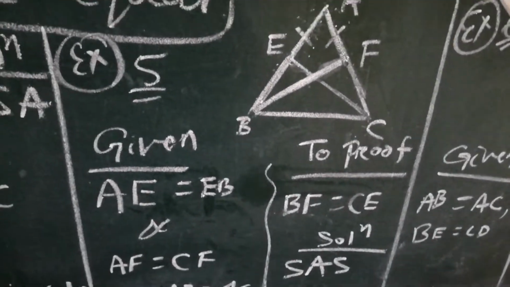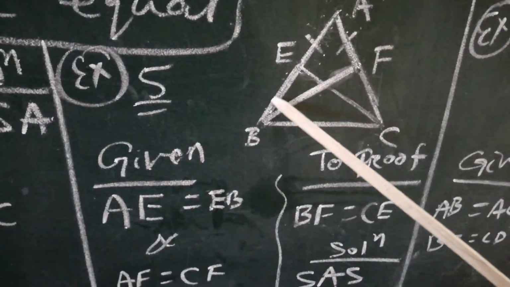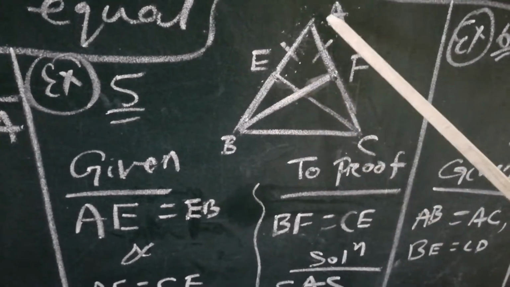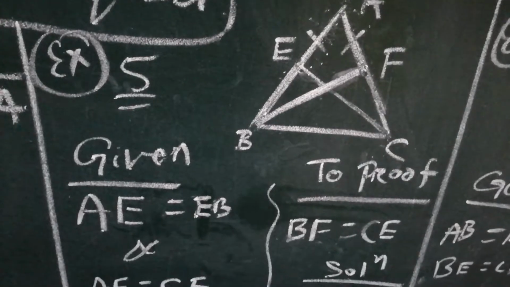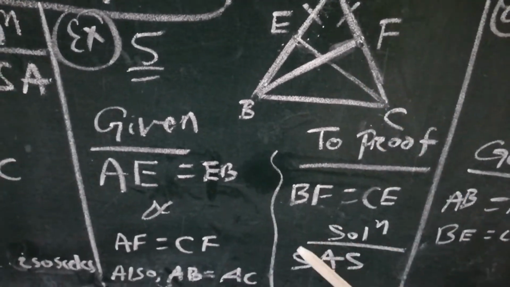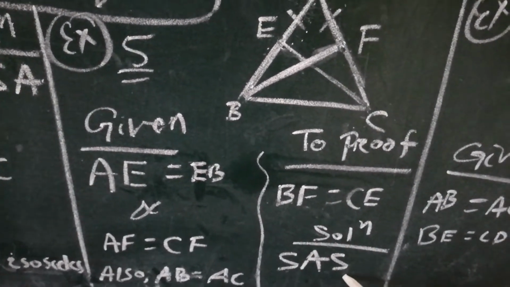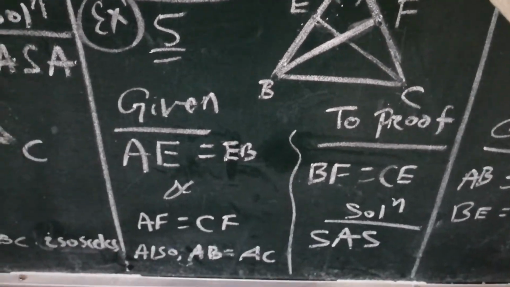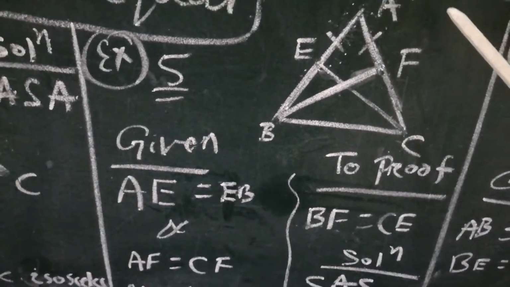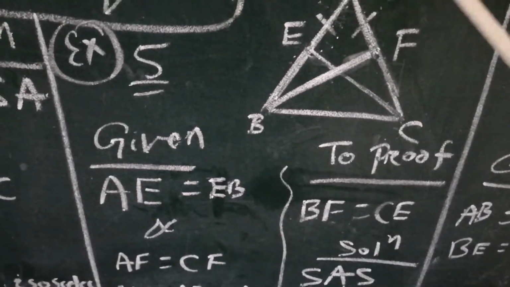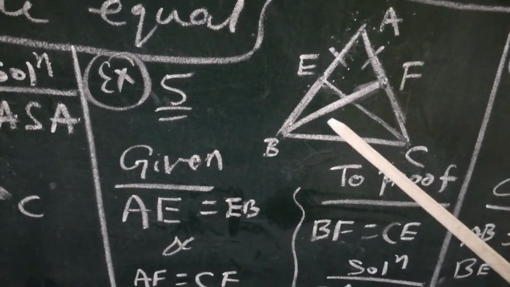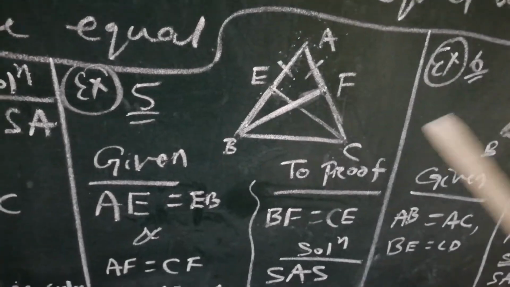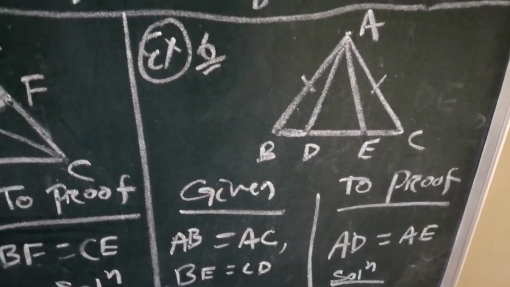So the simple solution is you take these two triangles, that is ABF and ACE, and try to establish the congruence rule. You will find that by establishing the SAS congruence rule, these two triangles will be congruent to each other. Then we can easily prove that BF equals CE. So simple, na? Next we will go to example 6.